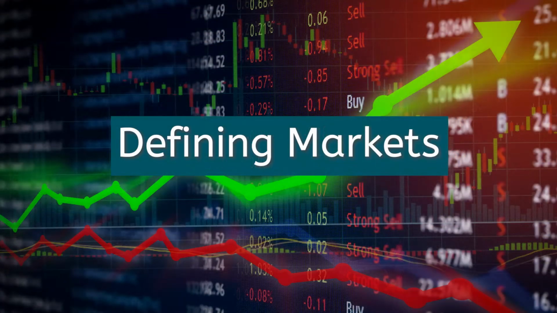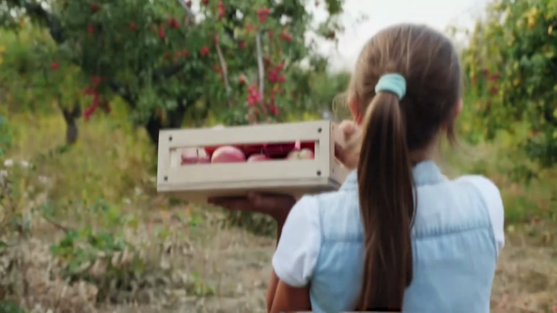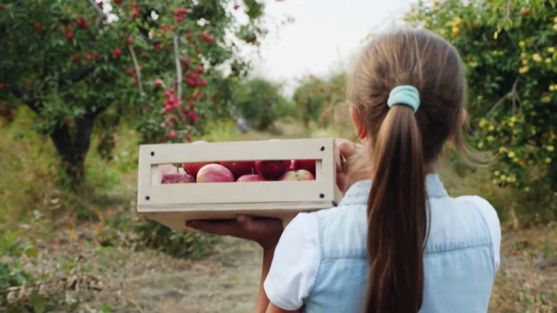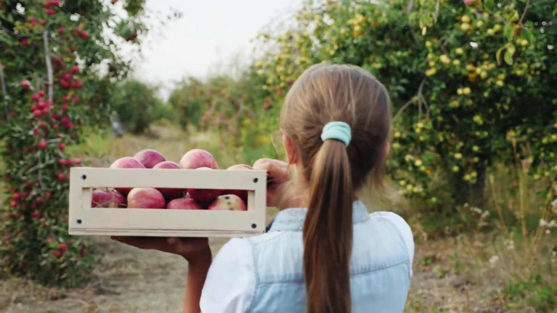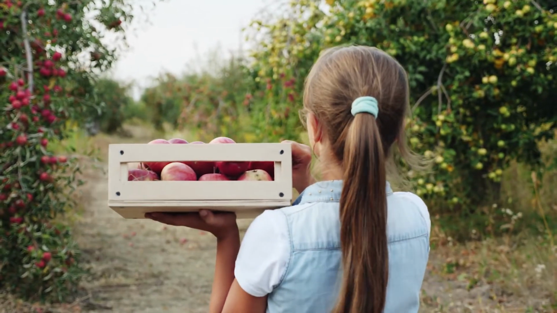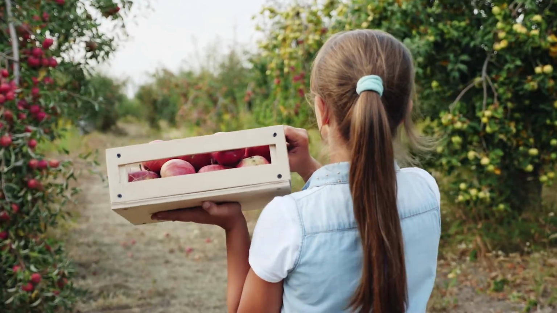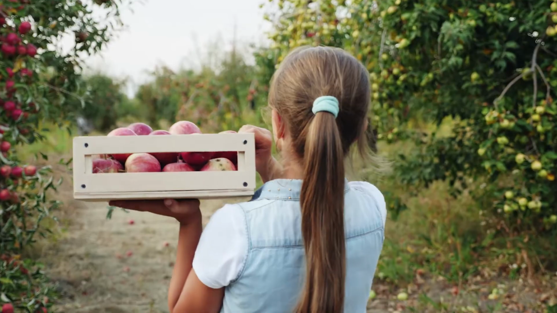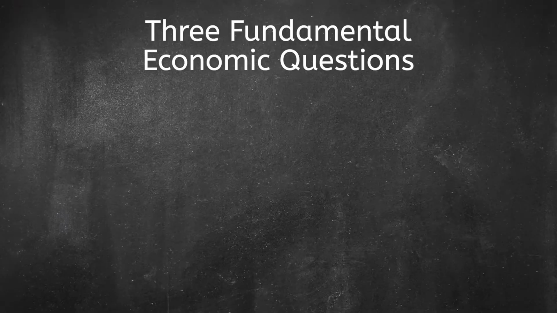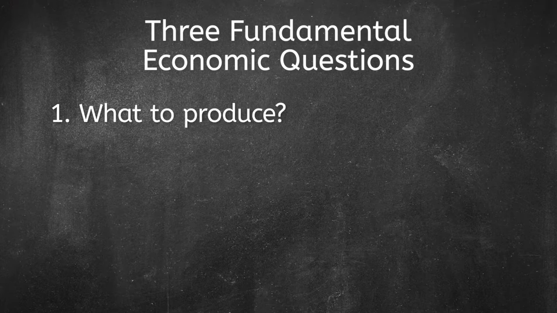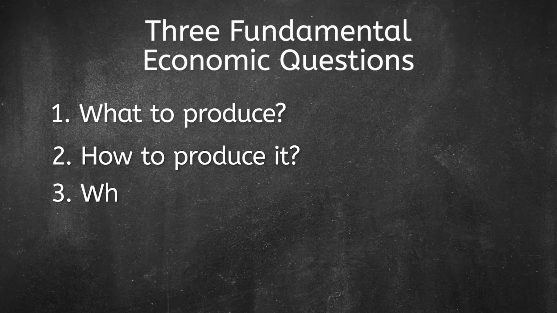Defining markets. Let's talk about the food in your grocery store, and maybe an apple. How did it get there? Well, somewhere a farmer decided they wanted to grow some apples, harvest them, and sell them to your grocery store. That farmer answered the three fundamental economic questions: what to produce, how to produce it, and who to produce it for. A market is a place where goods and services can be exchanged.